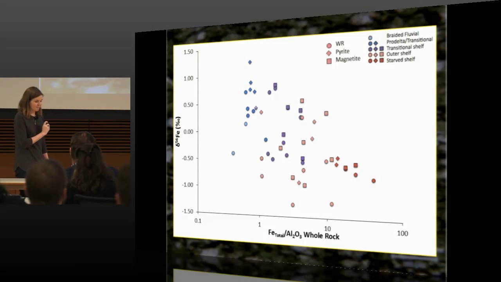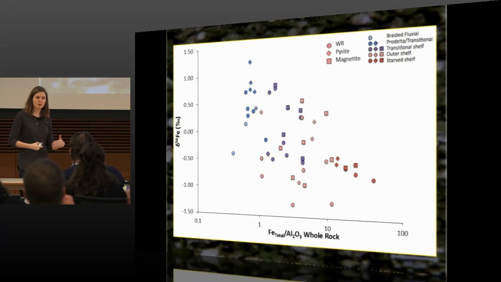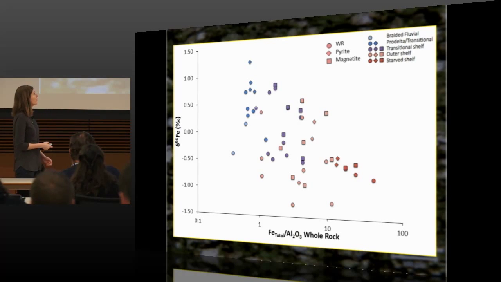So let's look at some data. This is showing iron isotopes plotted against total iron concentrations, which is normalized to aluminum. And we normalize to aluminum because we want to look at iron enrichment beyond detrital flux. The cooler blue colors are more proximal depositional facies, and the more red, warmer colors are the more distal depositional facies. The diamonds are microgranular pyrite, the circles are whole rocks, and the squares are magnetite separates.